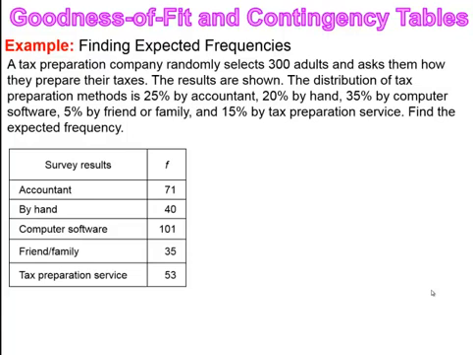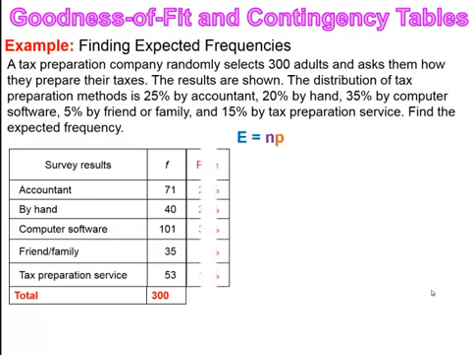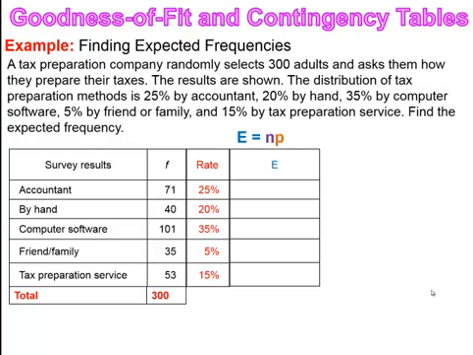Now, in order to find the expected frequency, I'm going to need the total of the frequencies. So that's the first thing you're going to do, find your total. When I add up the frequencies, I end up getting 300. Now I'm going to take that 300, and for each category, multiply by the rate of the category. For the accountant it was 25%, by hand was 20%, by computer software 35%, by friend was 0.05 or 5%, and by tax preparation was 15%. You take that rate and multiply it by the total, which is 300.